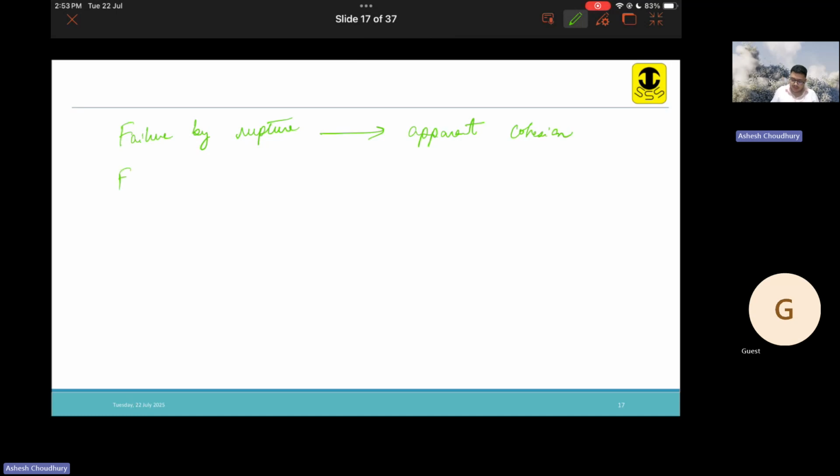And when failure is by pull out, then the increase in friction angle explains the increase in strength. Okay, so these are the two fundamental things that we have.